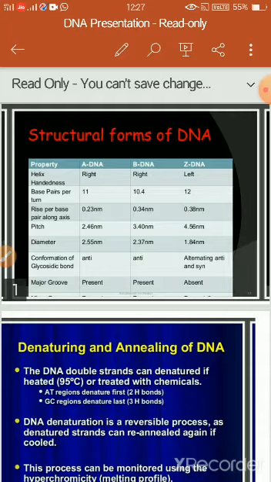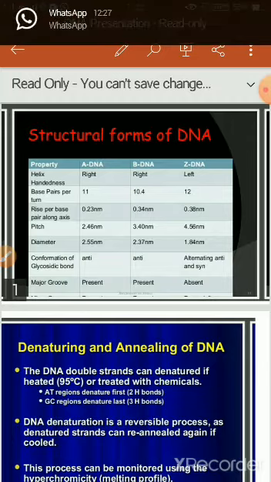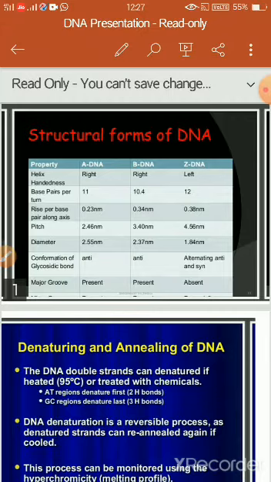For example, if the question is the rise per base pair along the axis in A-DNA, they give four options, and the right option is 0.23 nanometer. B-DNA carries 0.34 nanometer, Z carries 0.38 nanometer. Now the next property, that is pitch. A-DNA carries 2.46 nanometer, B-DNA carries 3.40 nanometer, and Z-DNA carries 4.50 nanometer. Next is diameter. A 2.55 nanometer, B 2.37 nanometer, and Z carries 1.84 nanometer.